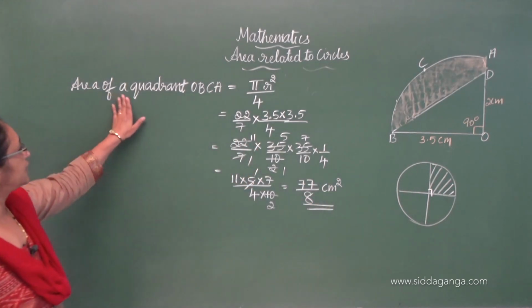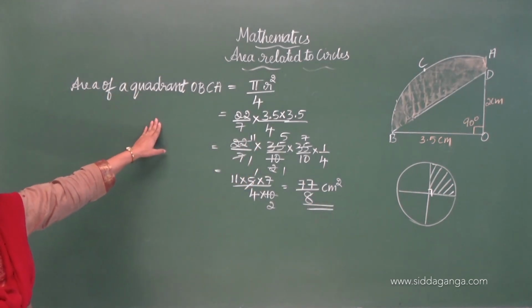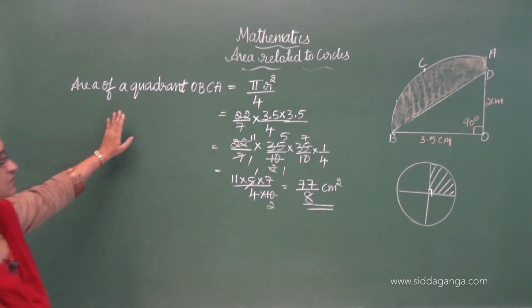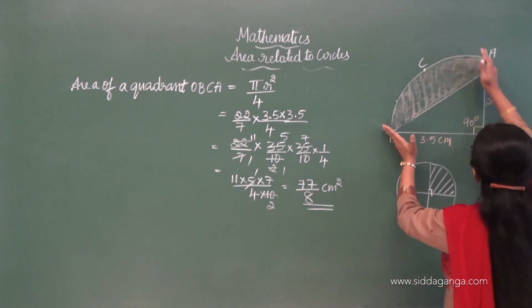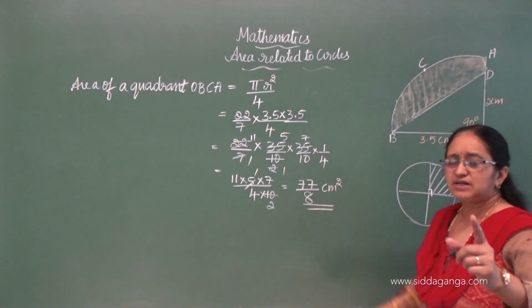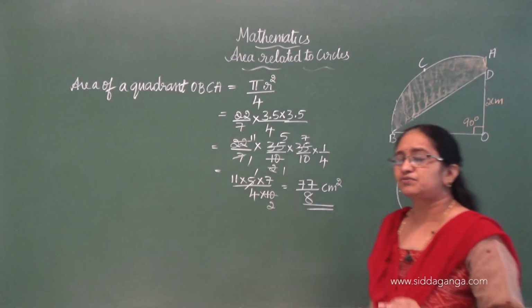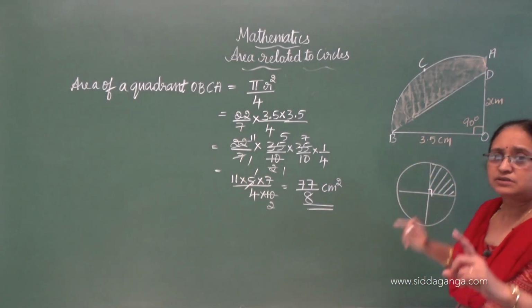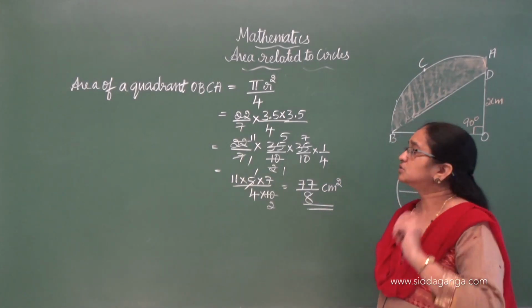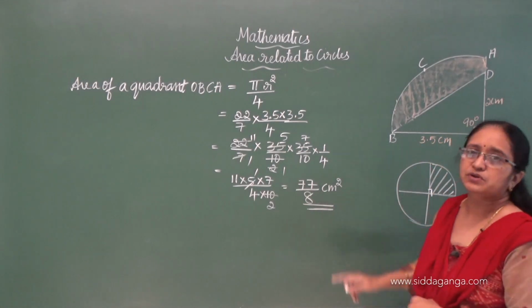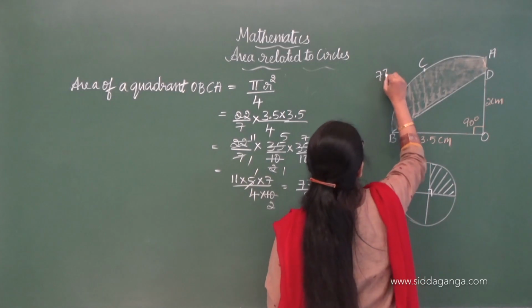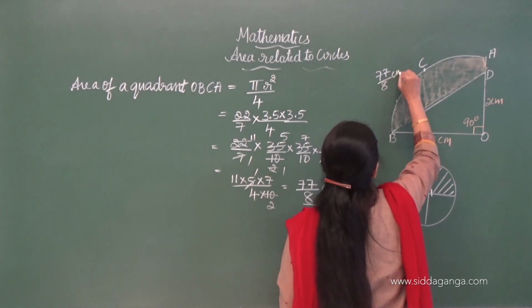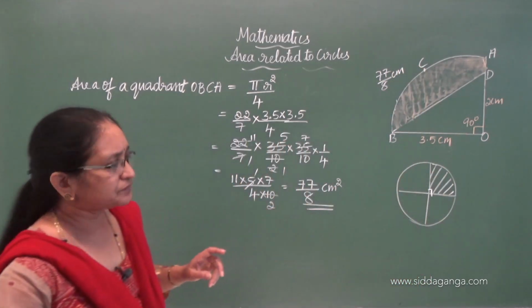So this is the area of the quadrant. Area of the quadrant is how much? 77 by 8 centimeter square. Area of the quadrant means this whole thing, okay, because they have asked you. They have not asked only to find out the area of the shaded region. This first sub question is to find out the area of the quadrant. So 77 by 8, I will write here so that I can rub this.